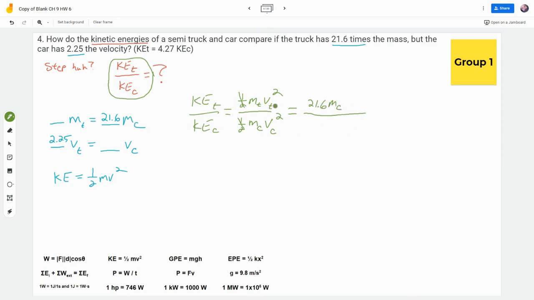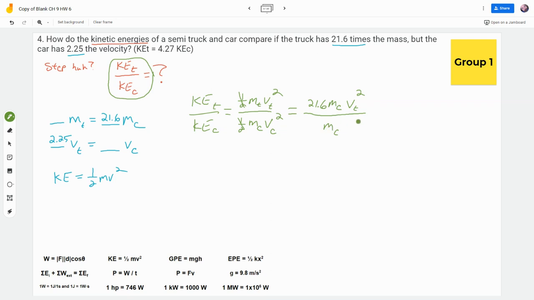Now, velocity of the truck, which gets squared, would be tricky to replace because I've got this 2.25 in front. I'd have to get it over to the other side. So I'm going to keep velocity of the truck squared at this point. On to the bottom, mass of the car. Well, it'd be difficult to replace it. Also, the top's already in units of mass of car, so I'm keeping mass of car.